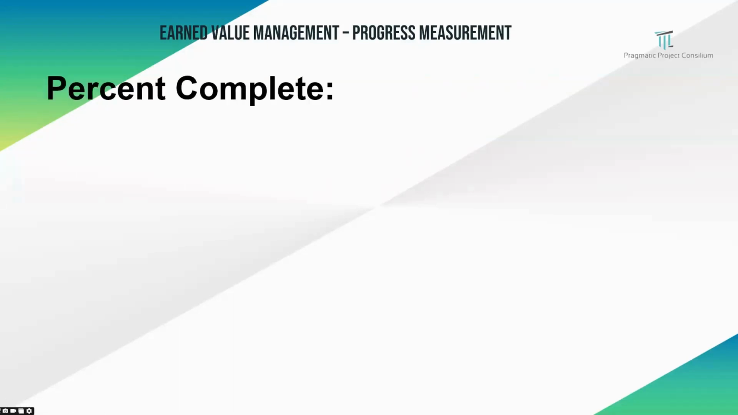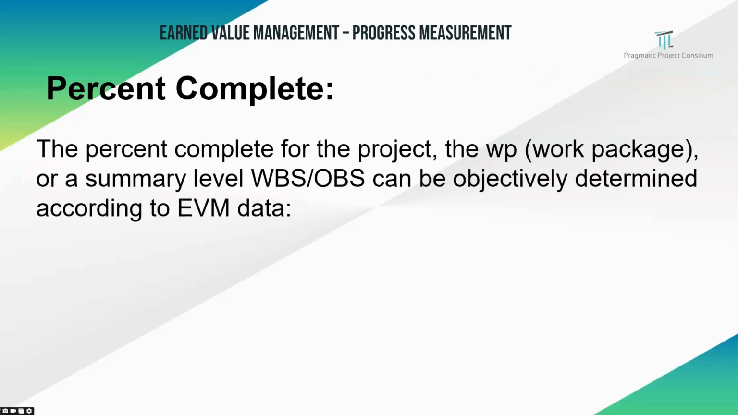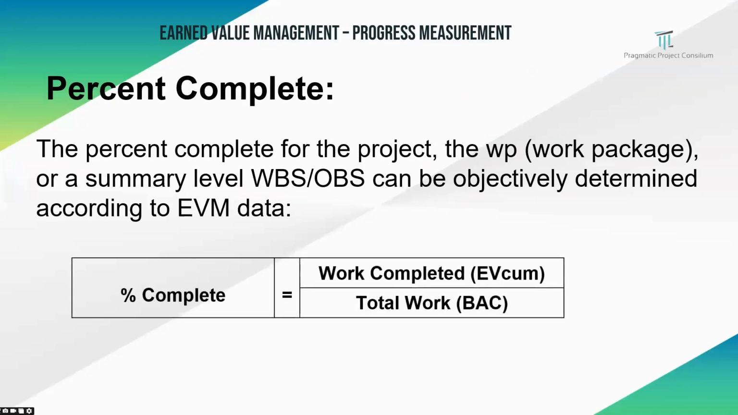Now, let us talk about the percentage complete. This is also one of the important components, as discussed earlier, in the phenomenon of measuring the progress. Here, the percent complete for the project, the work package WP, or a summary level of WBS or OBS can be objectively determined according to EVM data. Therefore, the percent complete formula is total work completed, which is earned value cumulative, divided by total work, that is budget at completion.